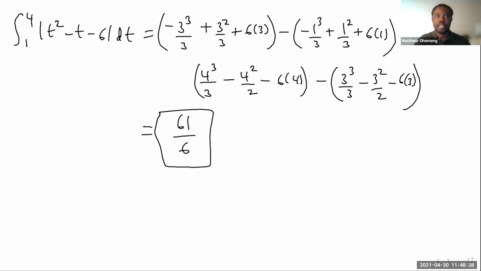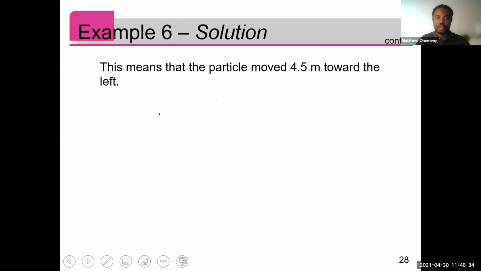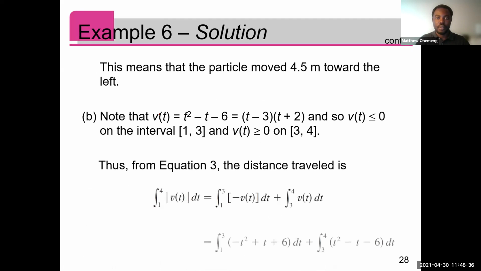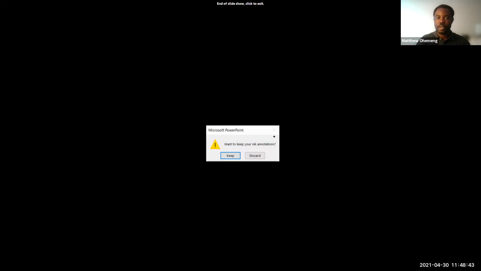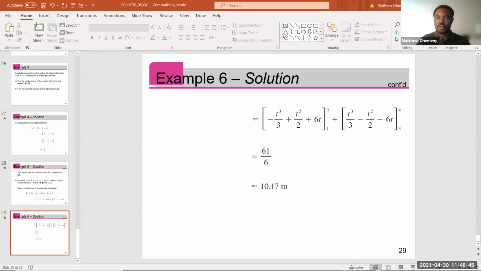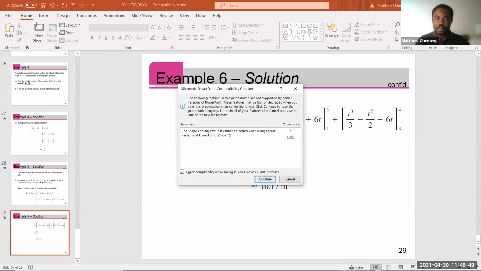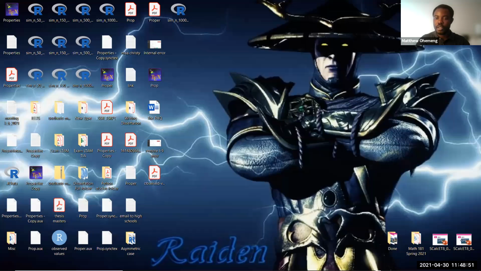Okay. Then let me share the screen. Let's walk through this slide. Now that we're done with this, split it up, get 61 over 6, which is approximately 10.17. Okay, we have a minute and some seconds, so let's get on to the next.